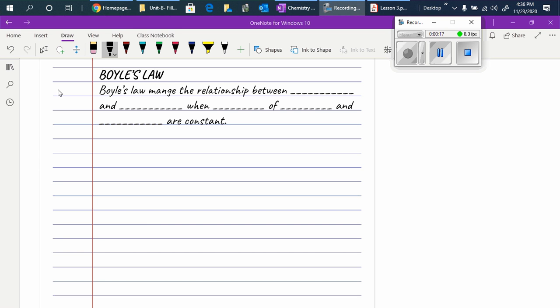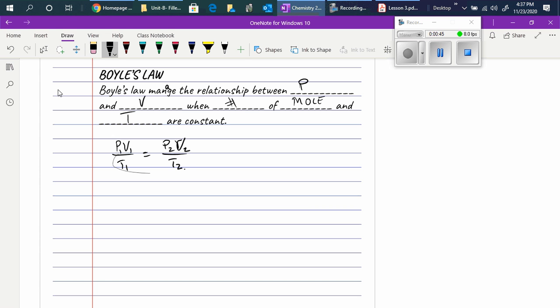So Boyle's law is talking about the relationship between pressure and volume when the number of moles and temperature are kept constant. What we saw is that P1 V1 over T1 is equal to P2 V2 over T2.